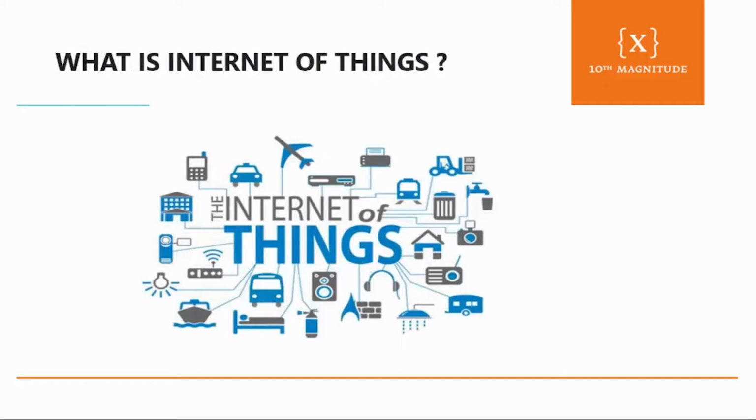So, what is the Internet of Things? Probably everyone here might be aware of this term, and it's a trending buzzword which is getting bigger and bigger. The Internet of Things is nothing but objects which communicate with each other. It can be any object around you, and it's connected to the internet.